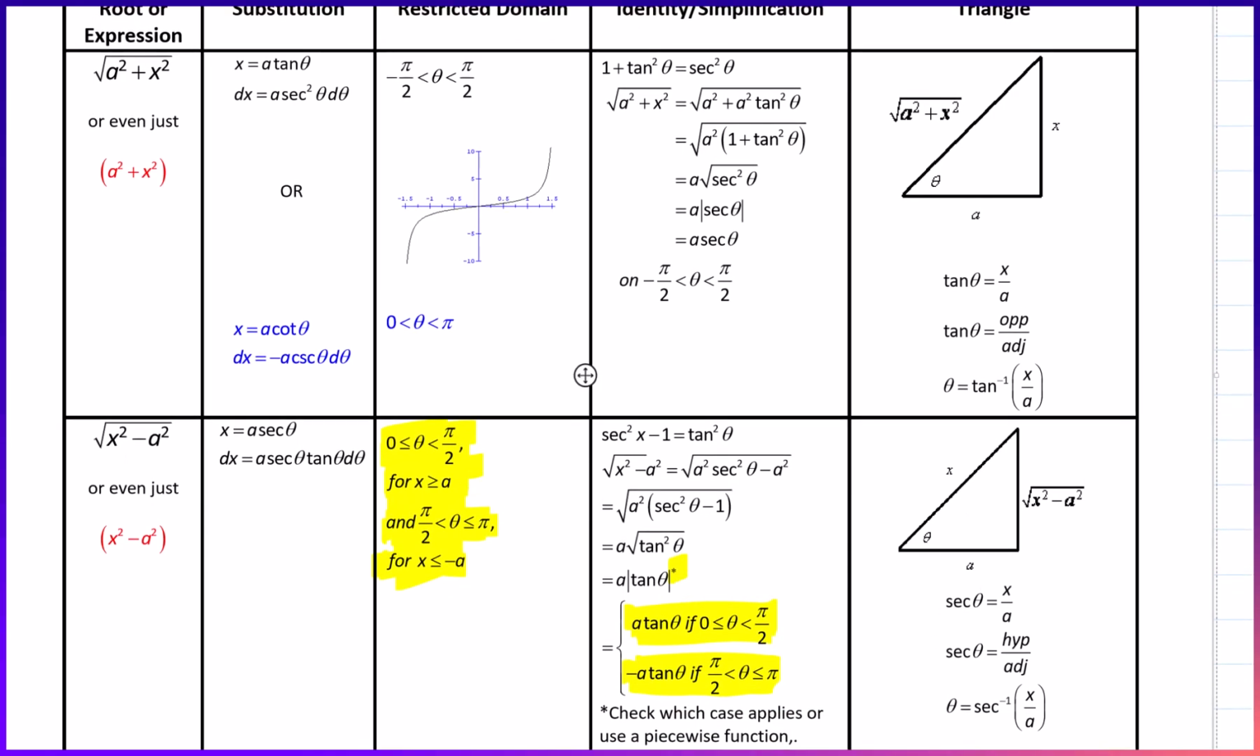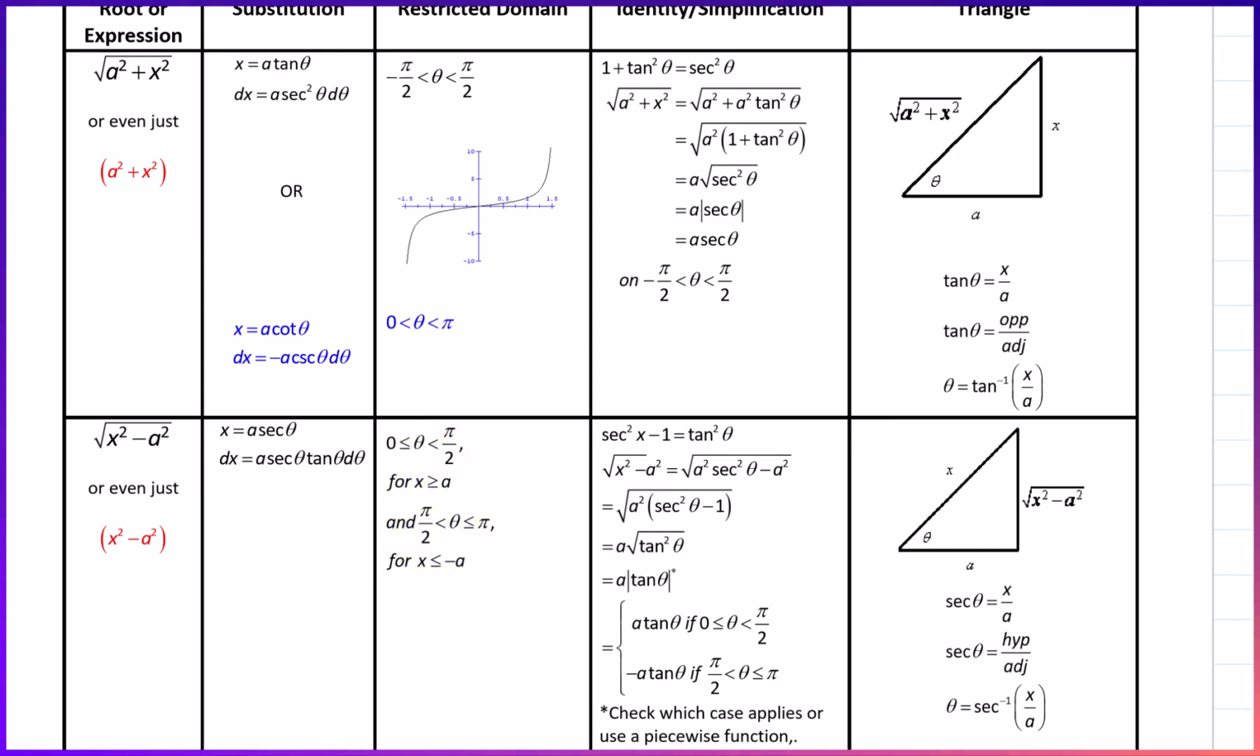A lot of times in our homework or in our work, you will see a note that gives us a specific restriction on the domain so that we can use just the positive or just the negative. But sometimes we need to take a look at that and check that, and if we're not given a restriction on the domain that allows us to use just one piece of that, we might have to use a piecewise function. Okay, and then of course the triangle that corresponds.